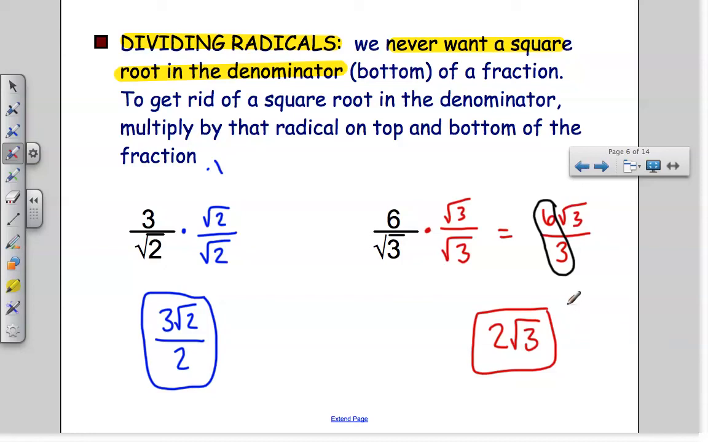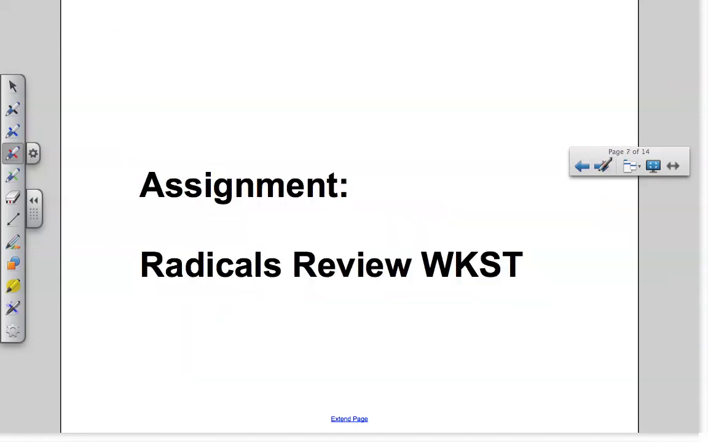So now we talked about simplifying radicals, multiplying radicals, squaring radicals, and dividing radicals. Be sure you can do all of these steps today on the homework.